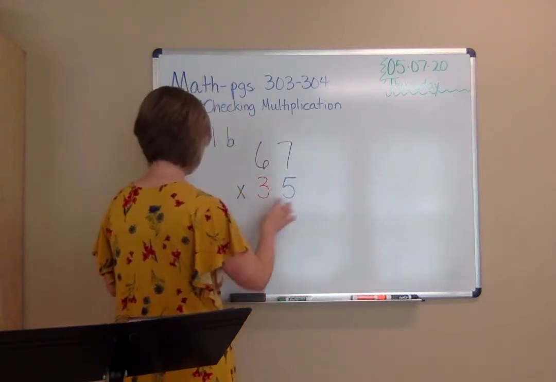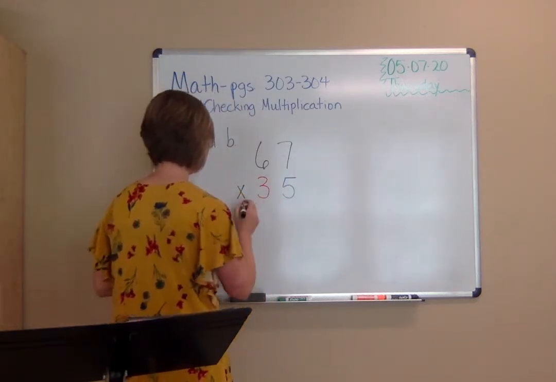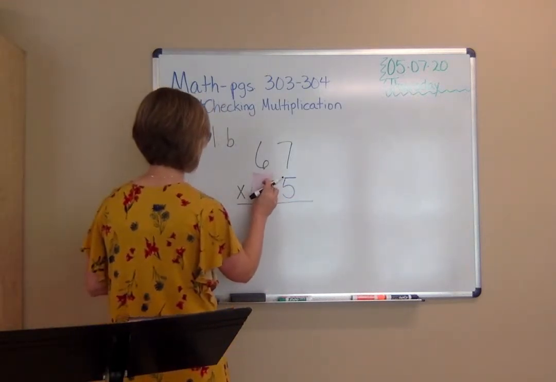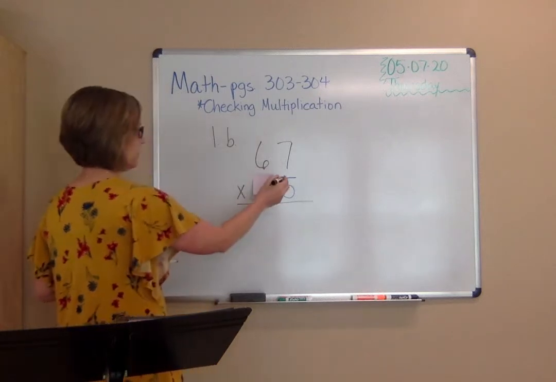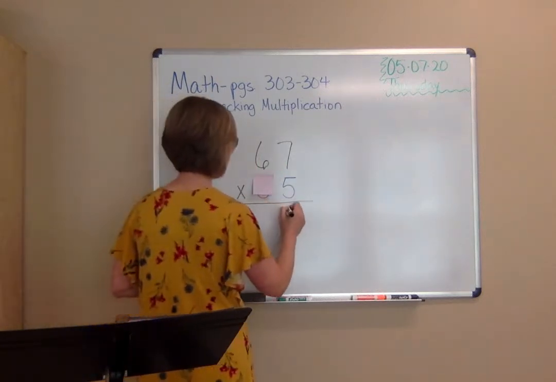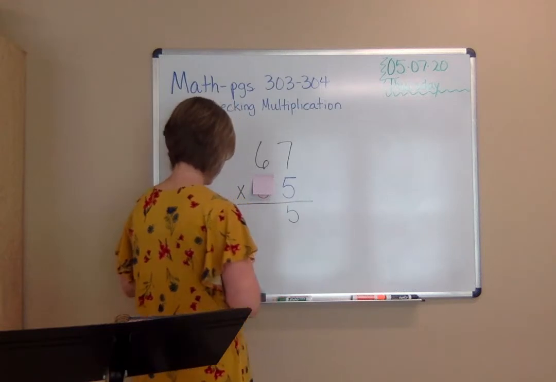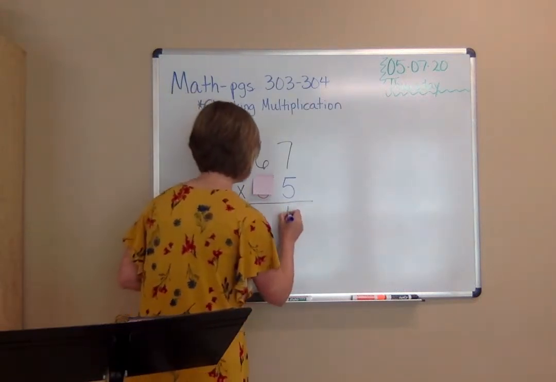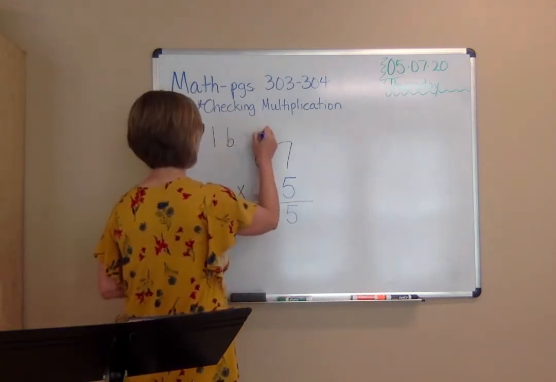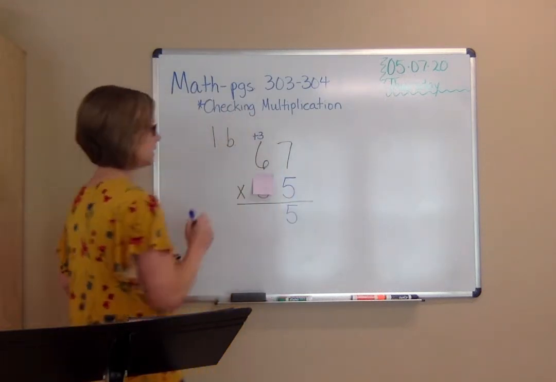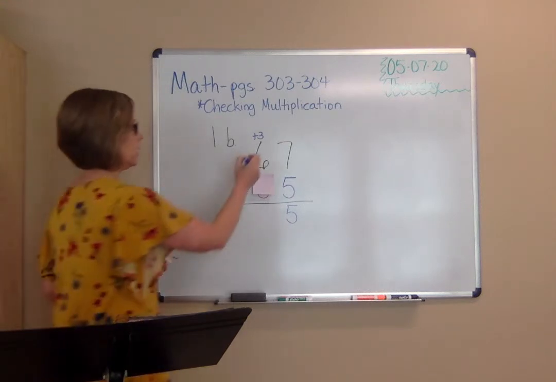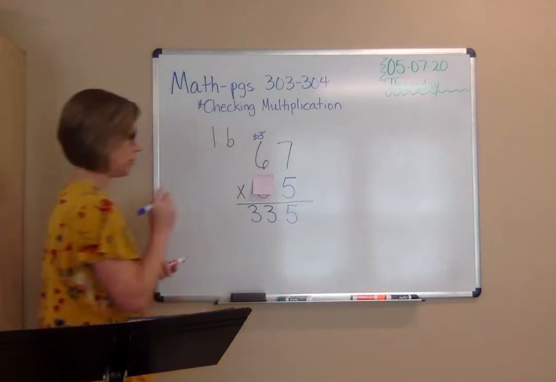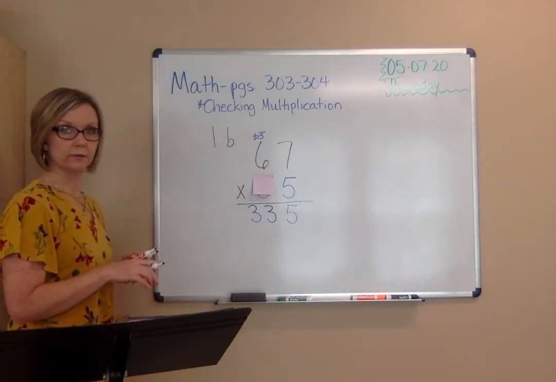So I'm going to need a 5 and a 3 table. Five times 7 is 35. My 5, oh, sorry, it needs to be blue. Excuse me. My 5 goes down. My plus 3 goes up. 5 times 6 equals 30. 30 plus 3 equals 33. So my partial product is 335.